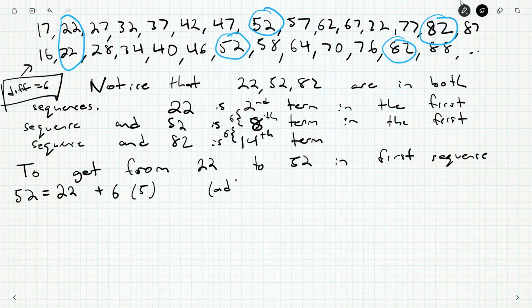So I might even say add on 6 5s. But we could rearrange this equation to say 22 plus 5 6's being added on gives us 52. 52 is 22 plus 5 6's.